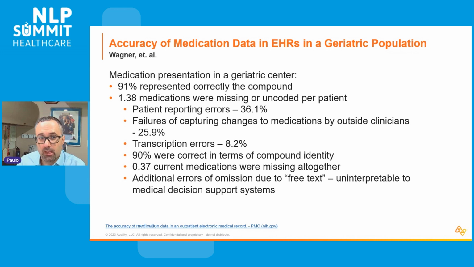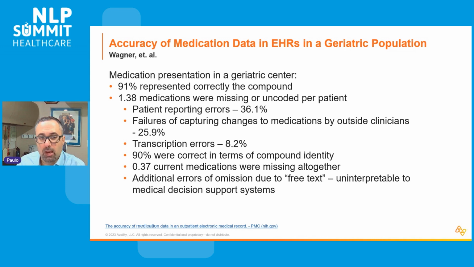We know that the accuracy of medication data in electronic health records in a geriatric population faces some of the similar fates as we see in the general population. In a geriatric center, 91% of medications were represented correctly in terms of their compounds. 1.3 medications per patient were ultimately missing or uncoded, with 0.37 being missing altogether. Patient reporting errors were responsible for about 36% of these. Failure to capture changes to medications by outside clinicians was responsible for about 25.9% of these. Transcription errors were responsible for about 8%.